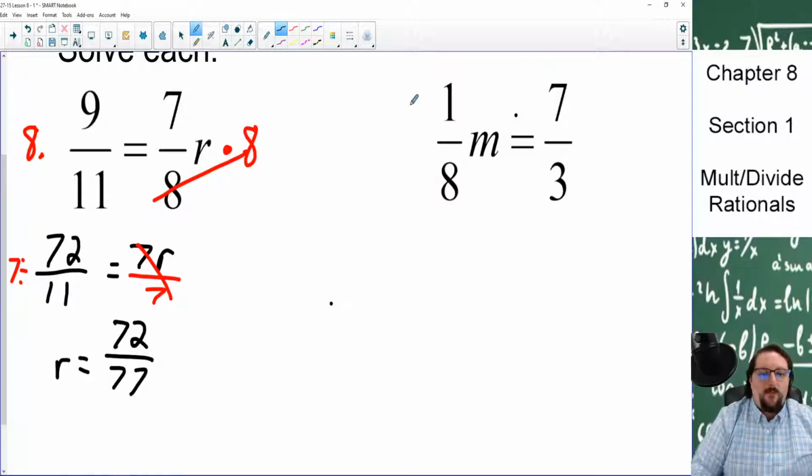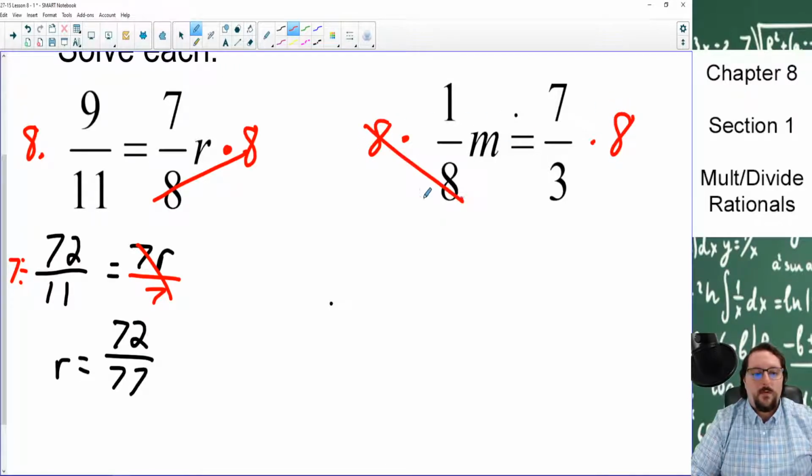So again, I've got a number in front of my m. It happens to be a fraction. I'm going to go ahead and cancel out the denominator by multiplying, just as always. And here, since 1 times anything is just itself, we'll get m equals 56 over 3.